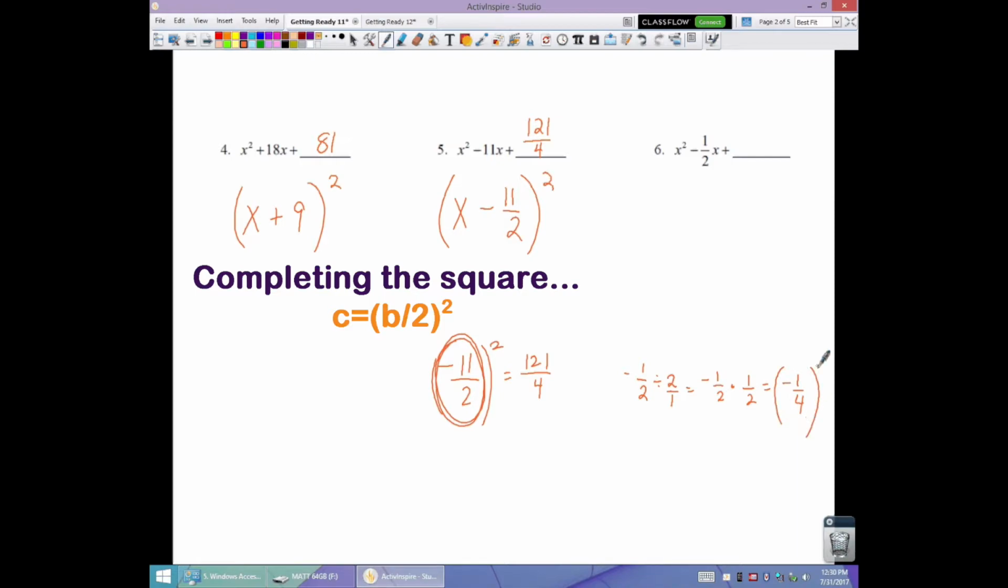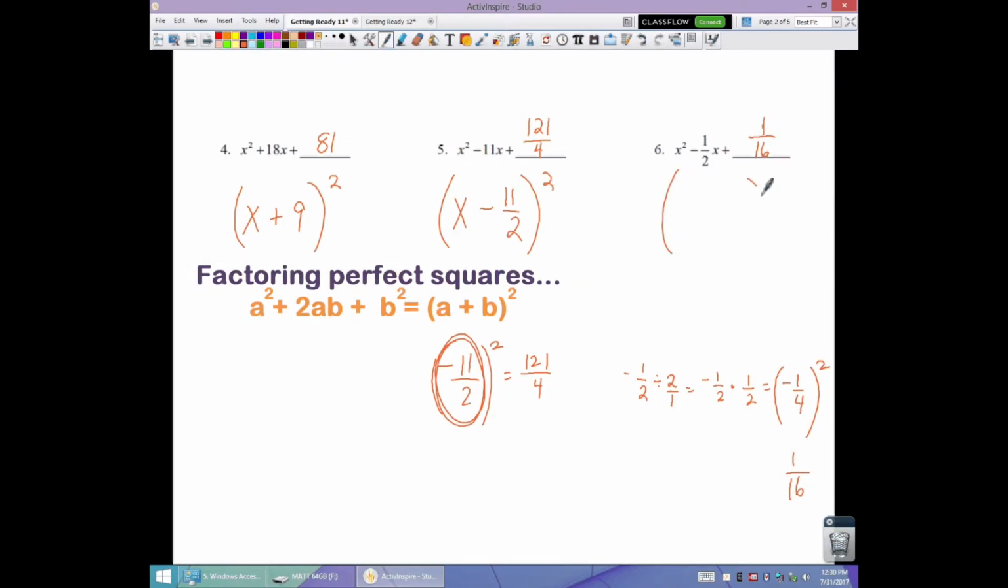We want to square that. So -1 squared is 1, 4 squared is 16. So 1/16. In factored form, x, and then again, the half of -1/2 was -1/4.